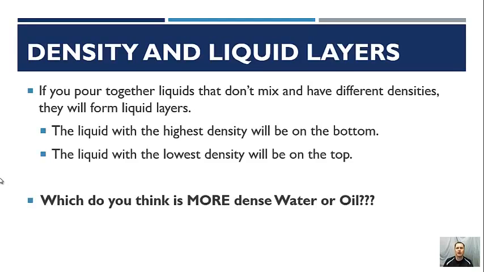So let me ask you this. In that example with the water and oil, which one is more dense, the water or oil? Think back to the picture. What was on top? The oil was on top of the water. So the water is more dense than oil, which means that oil has to have a density of less than 1 gram per milliliter. So that's the density of water.